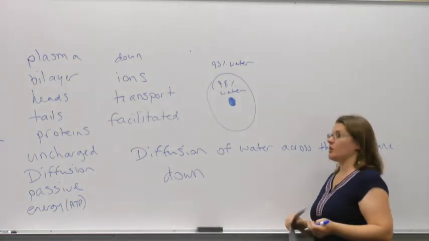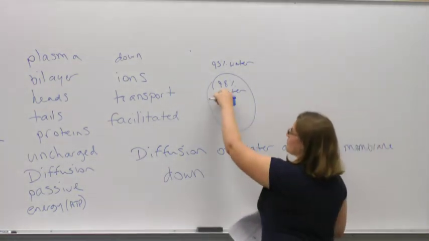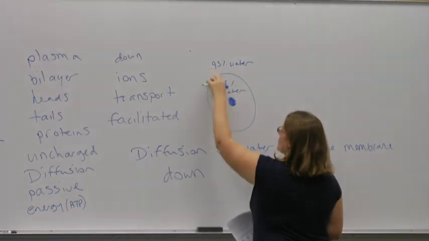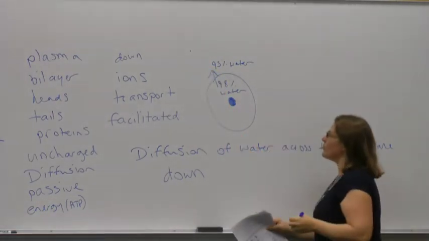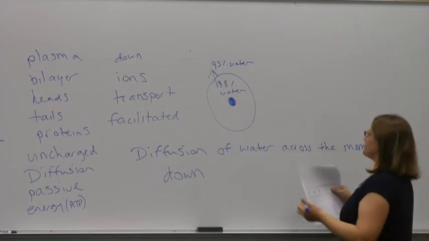Out, right? Because water is going from where there's more water to less water. We're still going down the concentration gradient. So water leaves the cell.